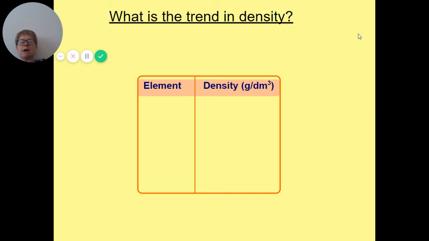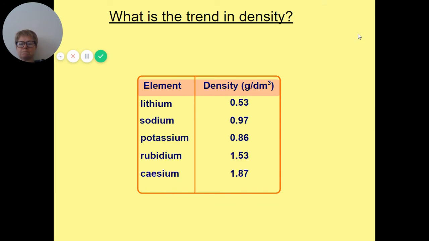So back to our alkali metals. Here we have the density of the alkali metals as you move down group 1 of the periodic table. So lithium is at the top, cesium is at the bottom. So have a look at those numbers and what you notice about density.